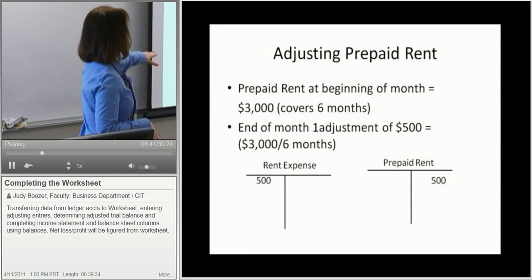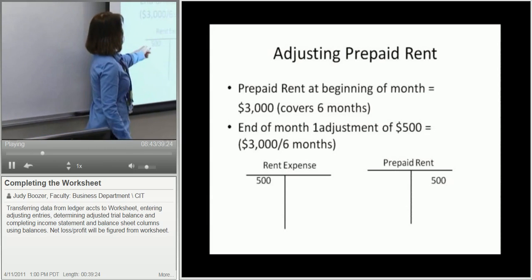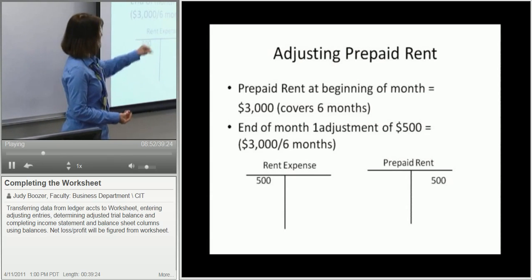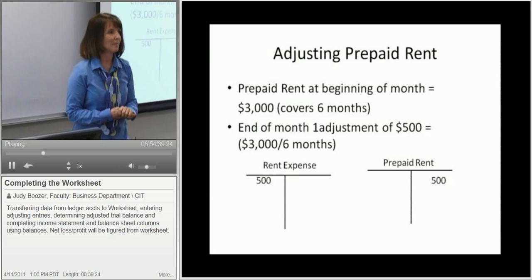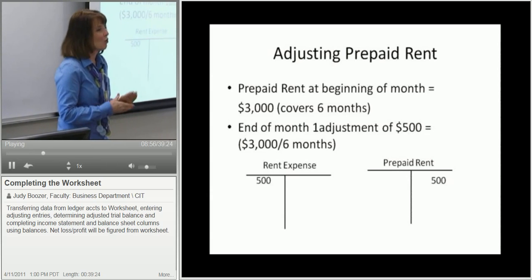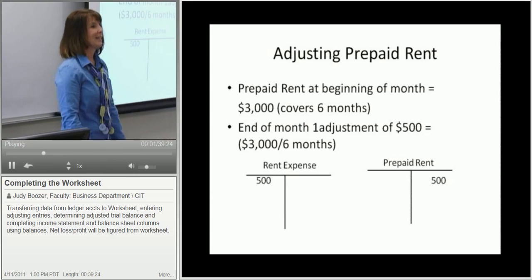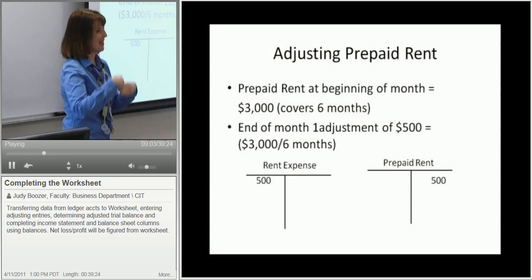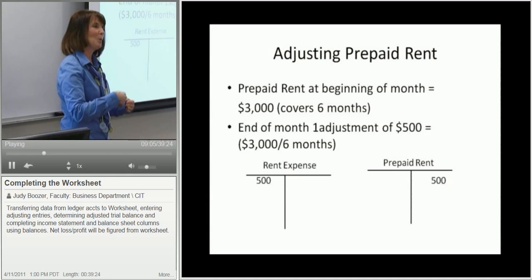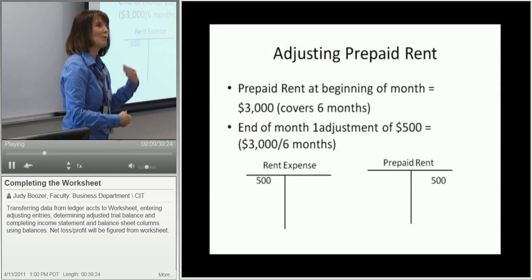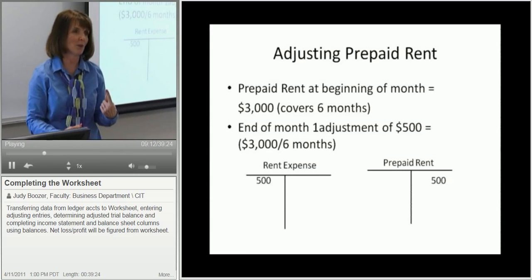So we're going to debit rent expense because it's now become an expense of our business. We've used up that rent. And look what happens to prepaid rent. It gets credited. What happens when you credit an asset? It subtracts or goes down. So the value of prepaid rent is going to go down. It has less value because we've used part of it up, or 1 month's worth.